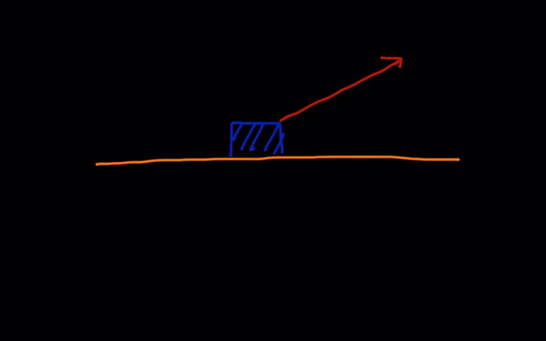Okay, in this particular problem, we're going to drag this box along the floor, pulling on it with a rope that's at a certain angle. So we can put in some angle here. I'm not going to use any numbers because that's kind of the point of this problem.